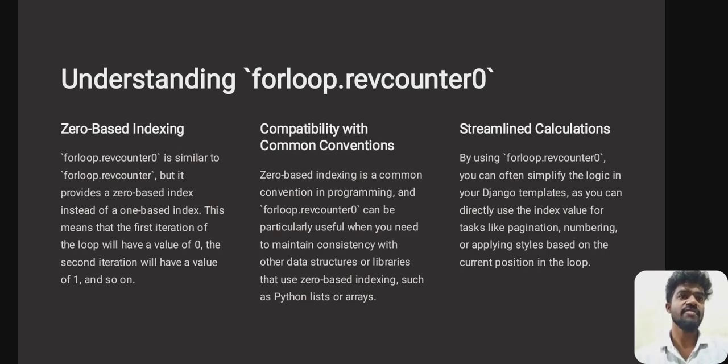Compatibility with common conventions. Zero-based indexing is a common convention in programming, and forloop.counter0 can be particularly useful when you need to maintain consistency with other data structures or libraries that use zero-based indexing, such as Python lists or arrays. Streamlined calculations. By using forloop.counter0, you can often simplify the logic in your Django templates, as you can directly use the index value for tasks like pagination, numbering, or displaying styles based on the current position in the loop.